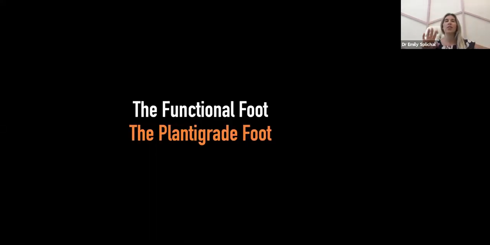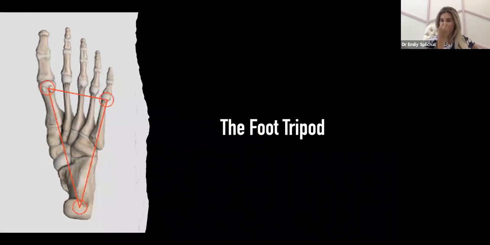So let's look at this. Your functional foot. How do you achieve that functional foot so that you can absorb impact and stand on one leg? Here, this is referred to as a plantigrade foot. So we are achieving a plantigrade foot. So your foot, when it is flat on the ground, is called plantigrade.